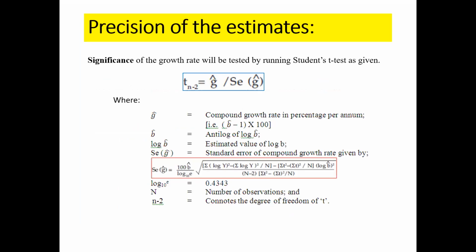Now the most important thing comes: precision of the estimates. Right now, the compound growth rate is 30%. If that is 30%, very good, but that is not sufficient for us. We should know how to estimate the standard error of it. The standard error is very important because that will tell us whether the growth rate is significant or not.